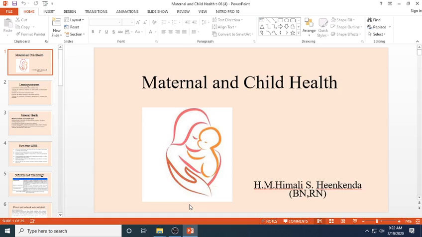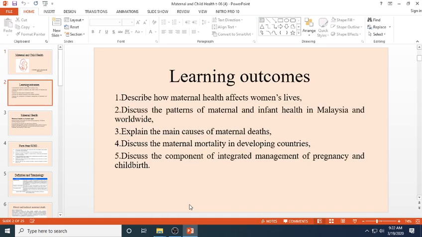Let's see the learning outcomes. At the end of the session, you will be able to describe how maternal health affects women's lives, discuss the patterns of maternal and infant health in Malaysia and worldwide, explain the main causes of maternal deaths, discuss the maternal mortality in developing countries, and discuss the component of integrated management of pregnancy and childbirth.